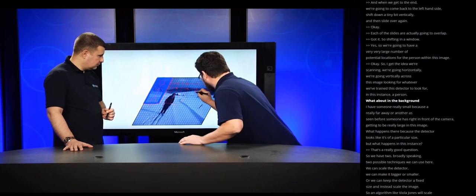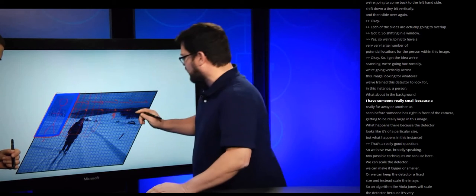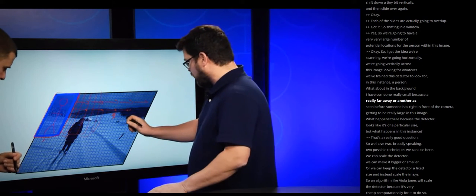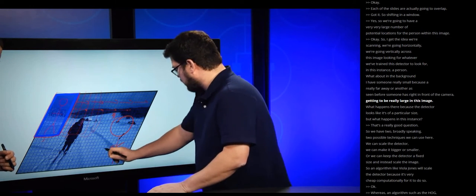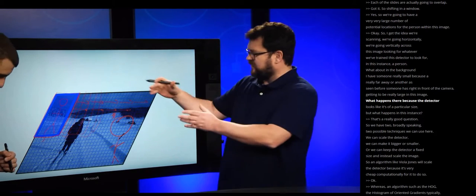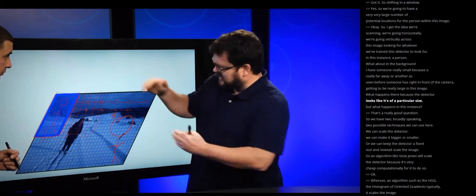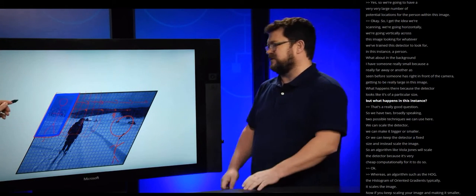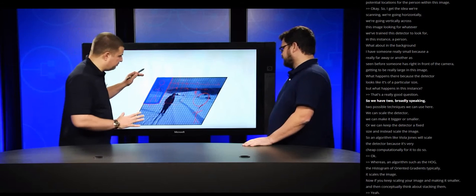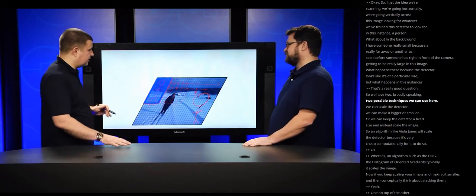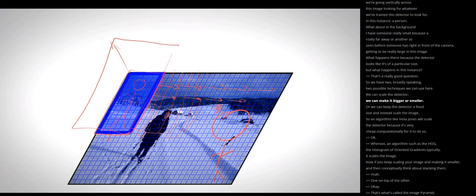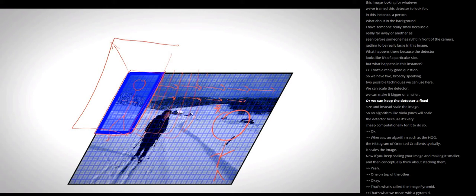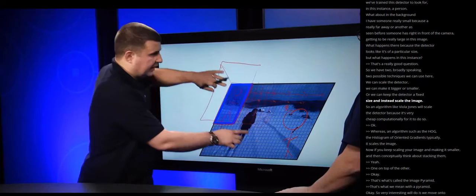What about if in the background I have someone really small because they're really far away, or another I've seen before, someone is right in front of the camera, looking really large in this image? What happens there? Because the detector looks like it's of a particular size. That's a really good question. So broadly speaking, we have two possible techniques we can use here. We can scale the detector, make it bigger or smaller, or we can keep the detector a fixed size and instead scale the image.